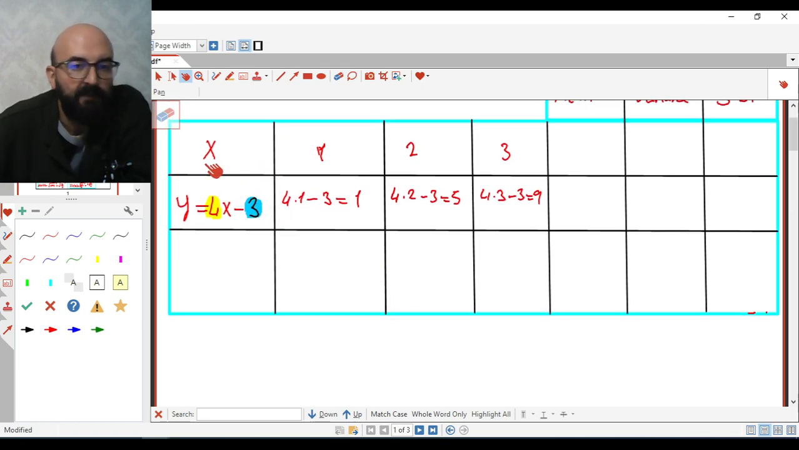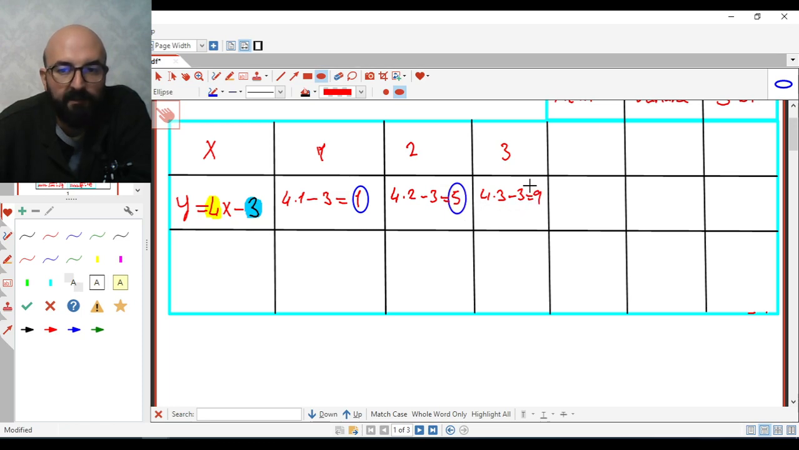And if we want to write the x values, for example, let it be 1, 2, and 3. And the y values: 4 multiply 1 minus 3, 1. 4 multiply 2 minus 3, 5. And 4 multiply 3 minus 3, 9. So these values are y, and these values represent x, okay?